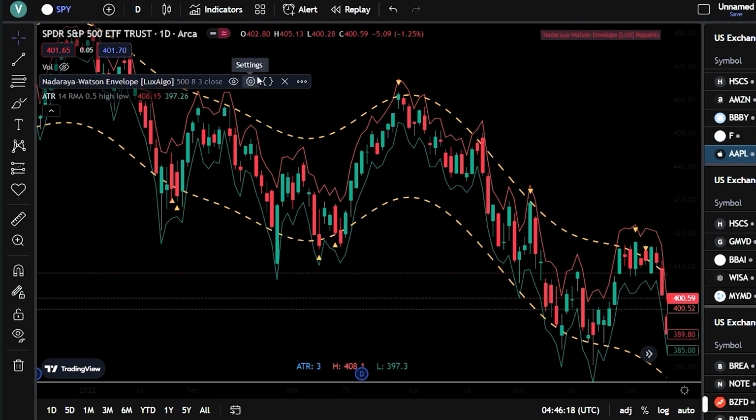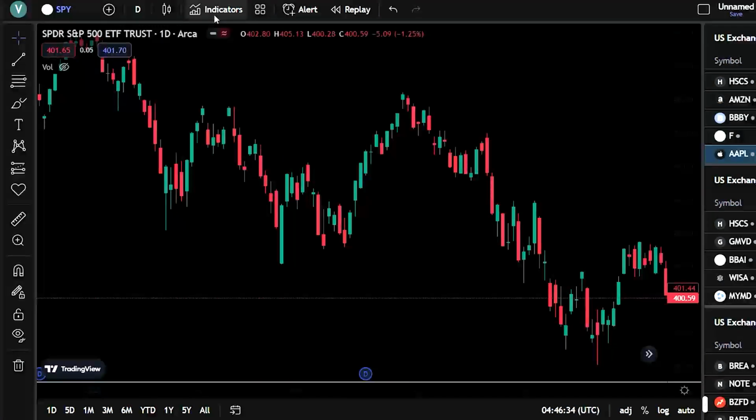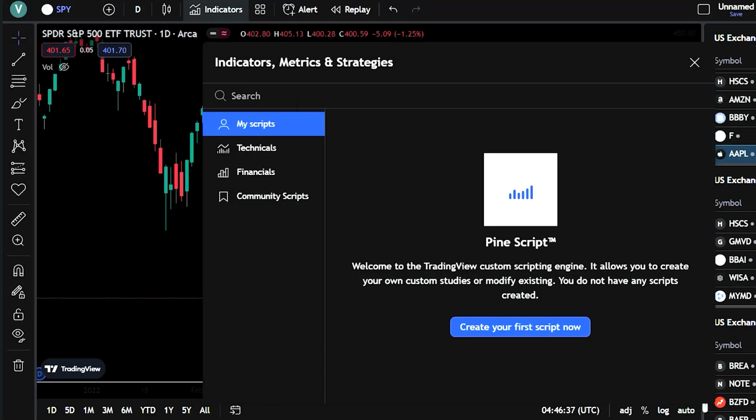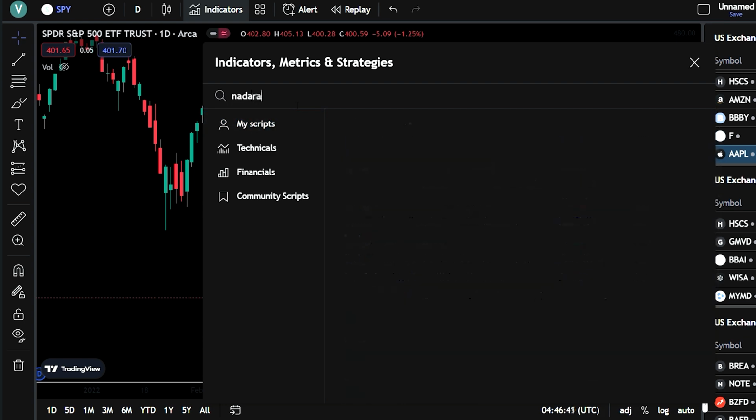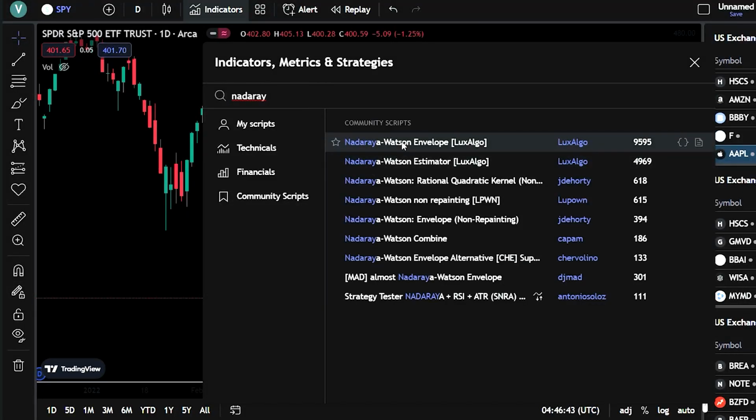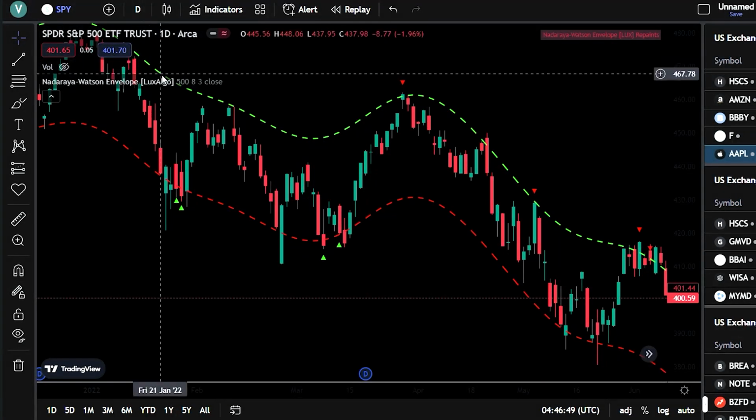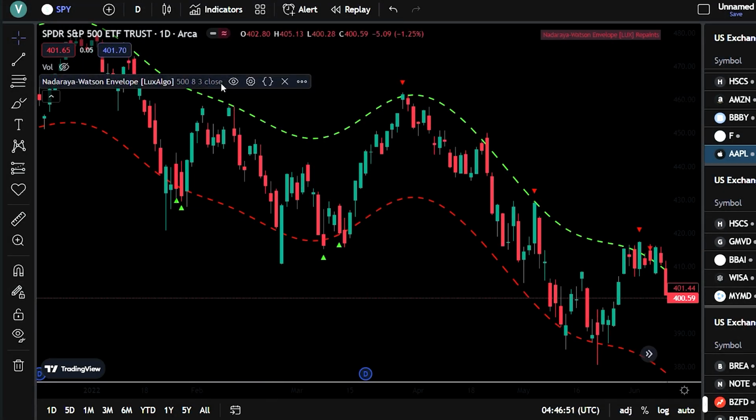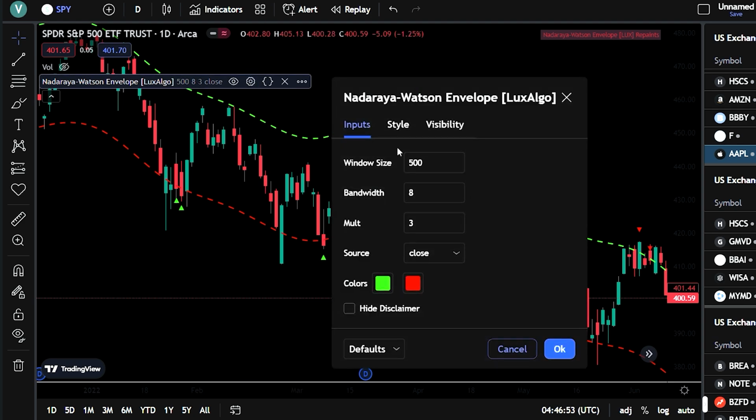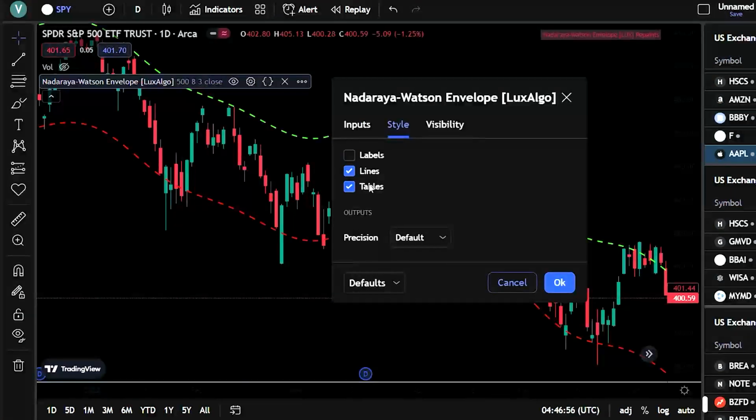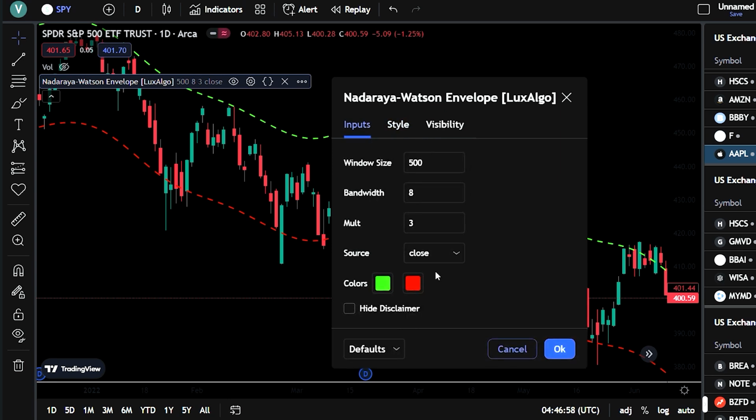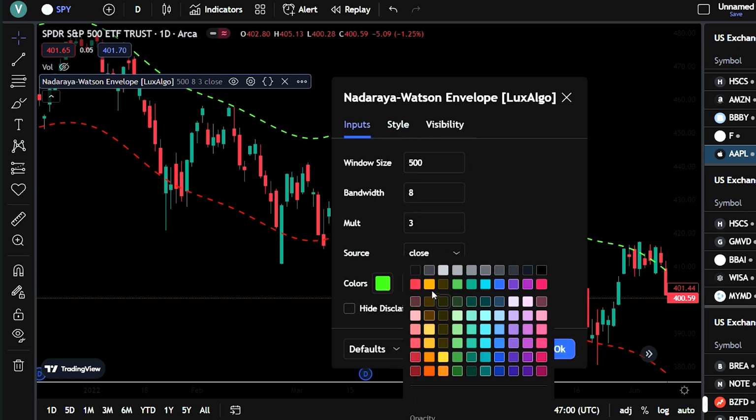So, 3 indicators are needed for this. The first indicator you're going to add is called the Nadaraya-Watson Envelope by LuxAlgo. This one is completely free. Add it, and we're going to make some changes to this. Click on settings right here. In style, we're going to get rid of the labels and the tables. In inputs, we're going to change both colors to yellow.